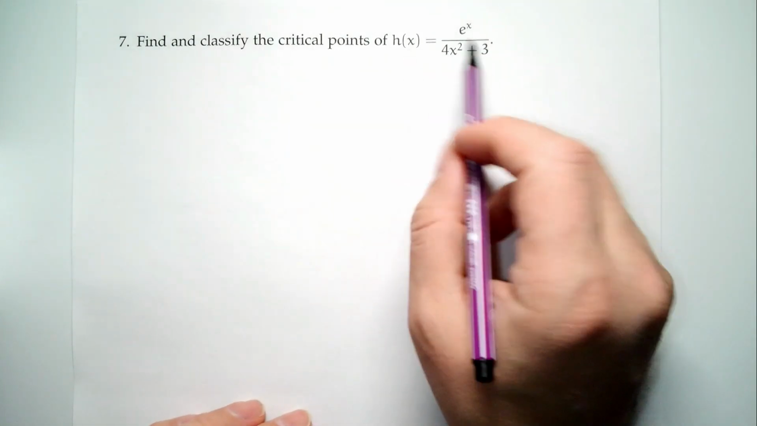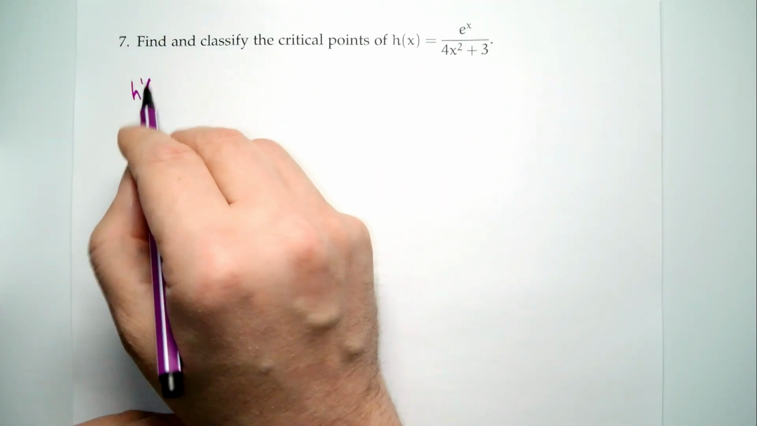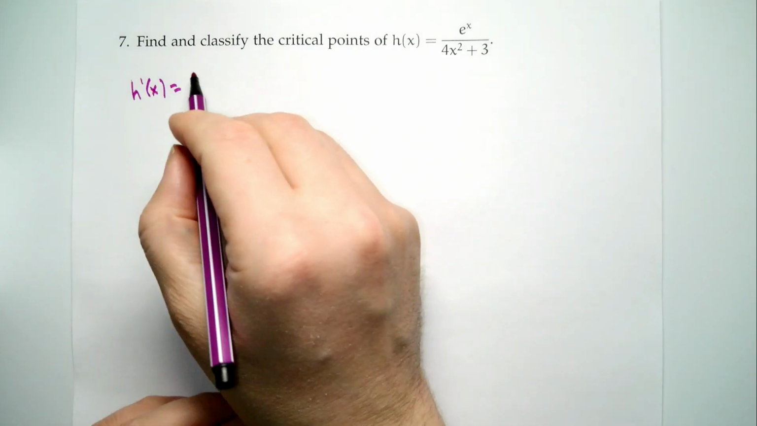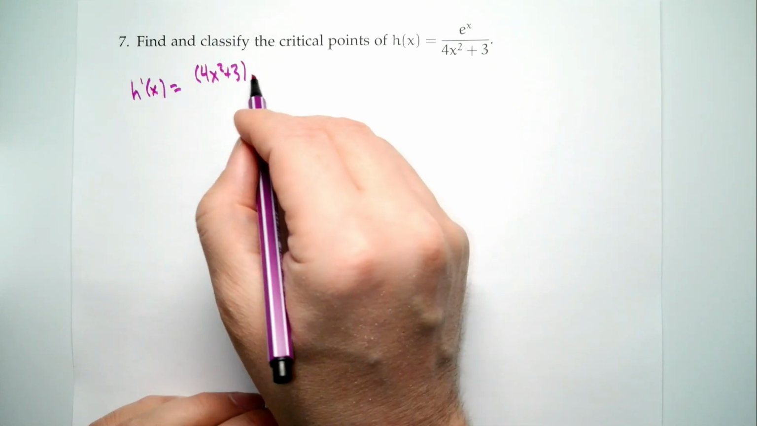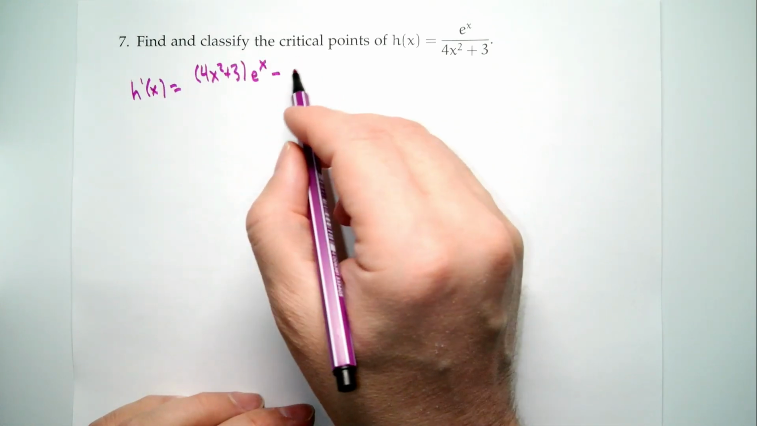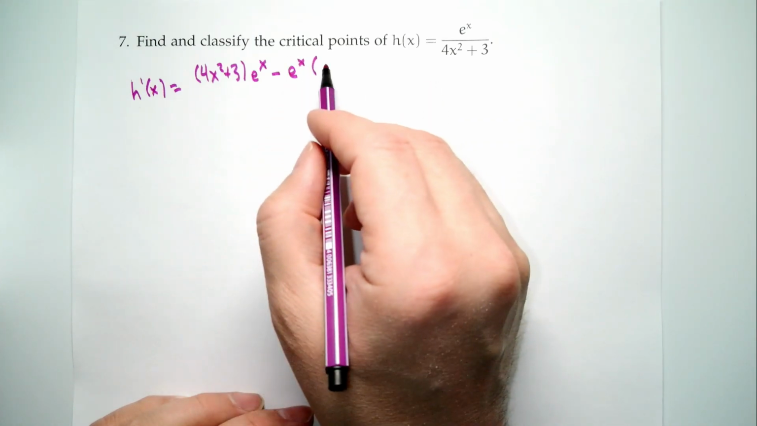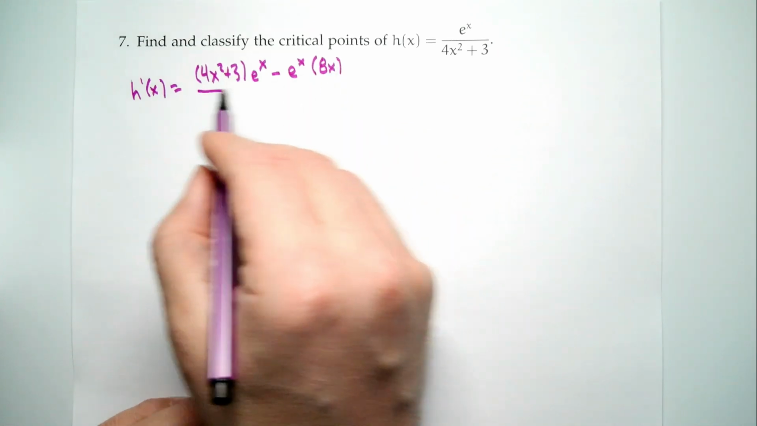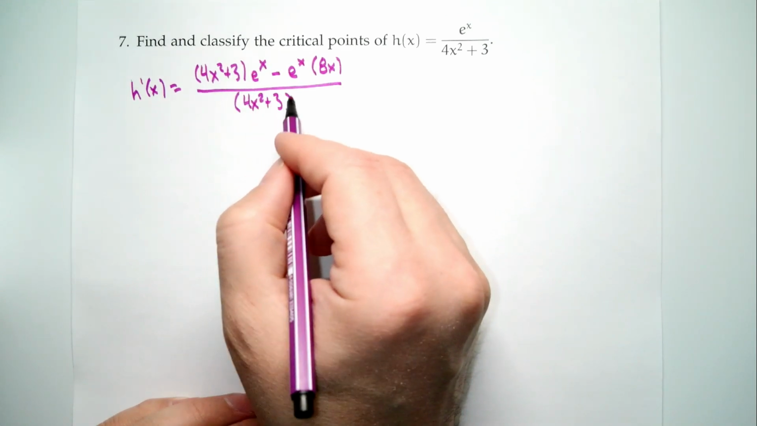So, what rule do we need to use to take that derivative? We have a function divided by a function. So our rule will be the quotient rule. Quotient rule says you take the bottom and you multiply that by the derivative of the top, which is e to the x, subtract the top, e to the x, times the derivative of the bottom. Well, derivative of 4x squared plus 3 is 8x. And all of that is going to be divided by the bottom term squared.